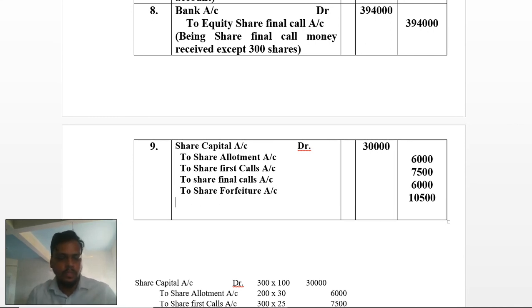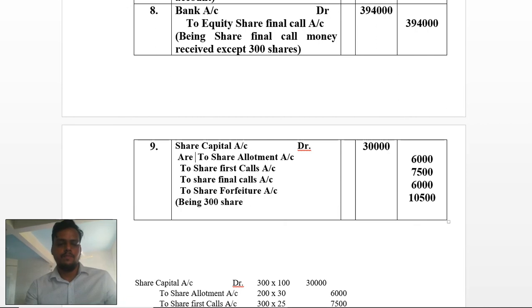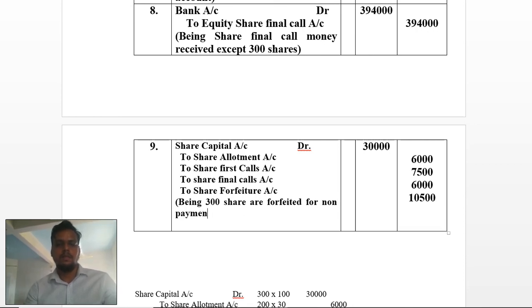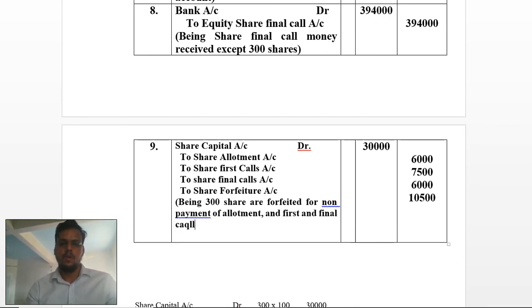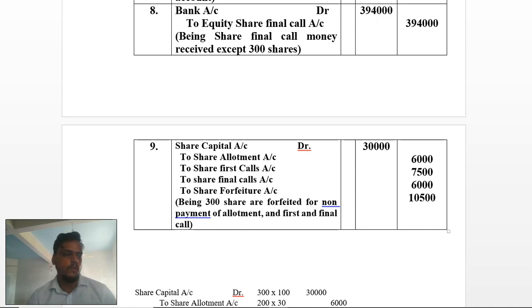Now we have to go with the narration. Here I am going with the being. Being 300 shares are forfeited for non-payment of allotment and first and final call. These are the entries that we have to do for forfeiture.